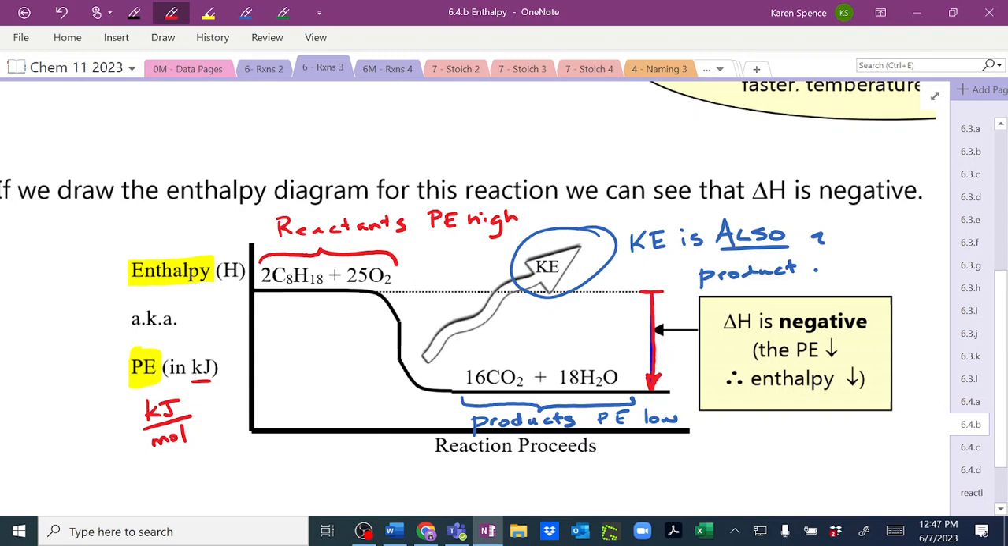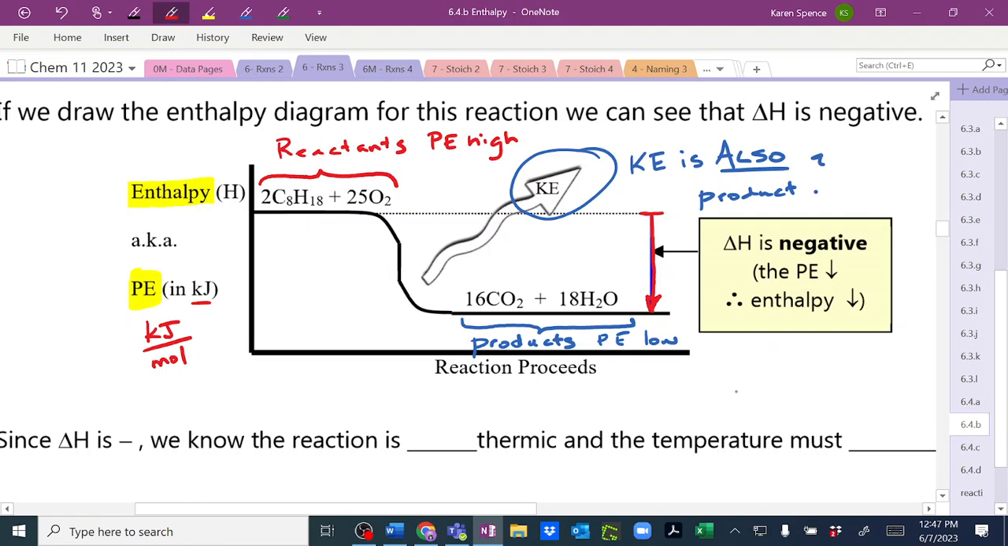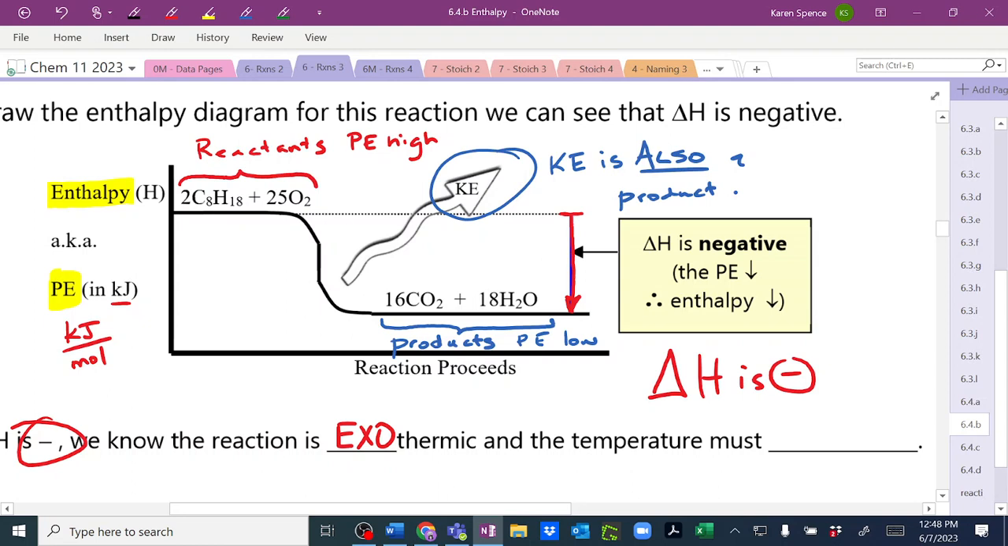And since it's going down, the change is negative. Okay, so delta H is negative. Since delta H is negative, what kind of a reaction is this? Endo or exothermic? It's exothermic. When delta H is negative, we have an exothermic reaction. When we have an exothermic reaction, what happens to the temperature? The temperature must increase. Now, why is that?